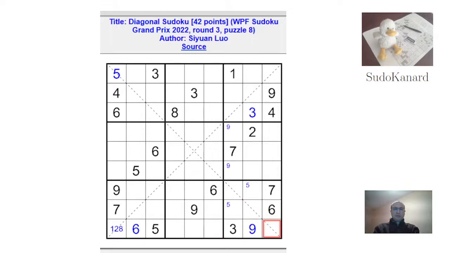What can this be? It can't be a 4 or a 7, meaning that 4 and 7 must be here. So the remaining candidates are 1, 2, and 8. And it's interesting to note that 2 is in none of those cells. So in this column, 2 has to be either here or there.